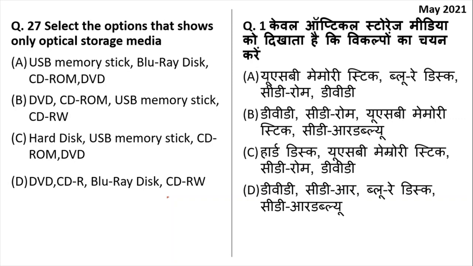Select the options that allow only optical storage media. In this question, the right answer is DVD, digital versatile disk, CDR means CD recordable, Blu-ray disc, and CD read-write. Optical storage media means it uses light to write data on it. So USB is not optical storage media. So here this is incorrect. Here in this question also.